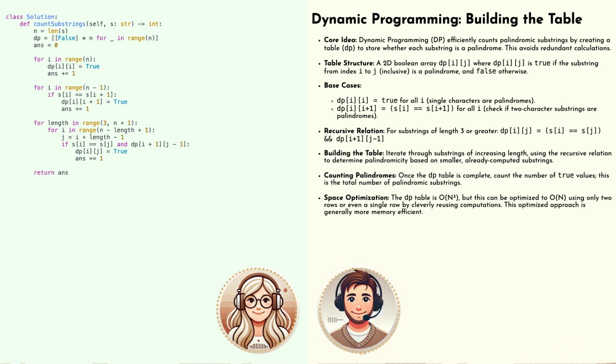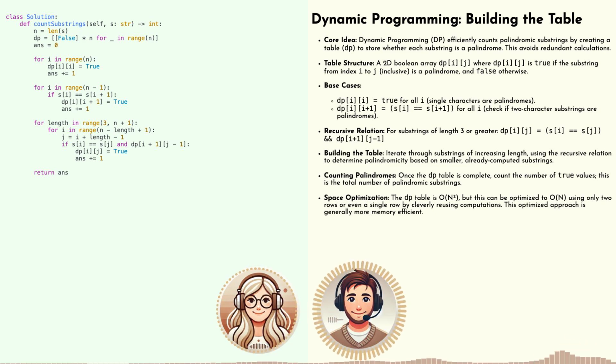So we're building up this table piece by piece. Yes. But how do we actually fill it in? There must be some logic to determine if a longer substring is a palindrome based on the shorter ones we've already checked. Exactly. Here's the key. A substring is a palindrome only if its first and last characters are the same. Yeah. And the substring between those characters is also a palindrome.